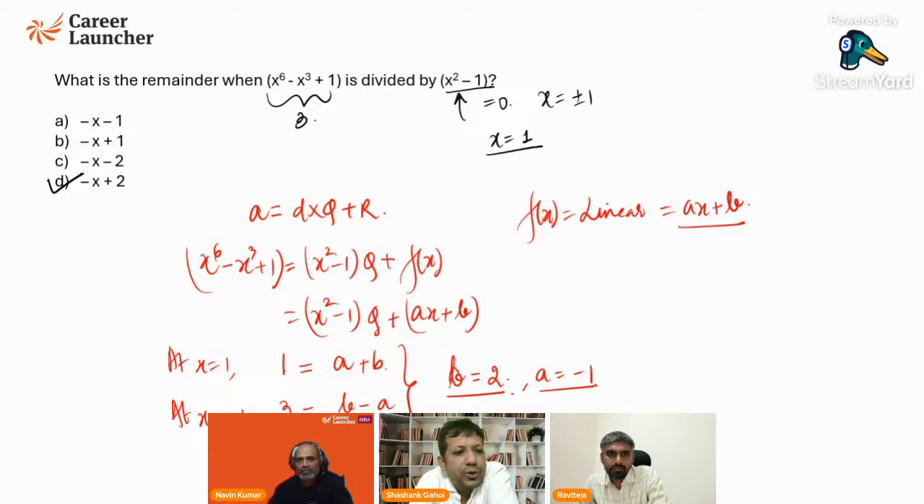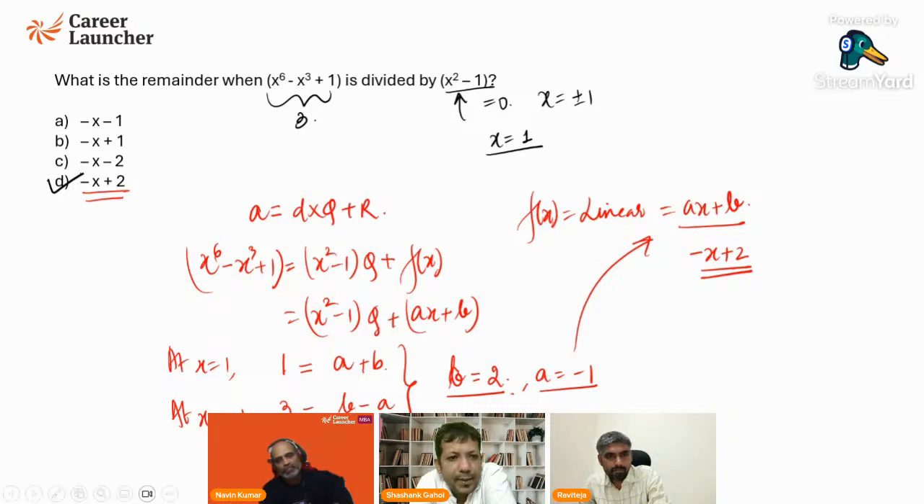So my remainder is going to be minus x plus 2. So this is actually the approach to solve the questions of remainder in algebra, especially when you have a combination of factors or divisors, not factors, divisors. You can actually use the long division method.